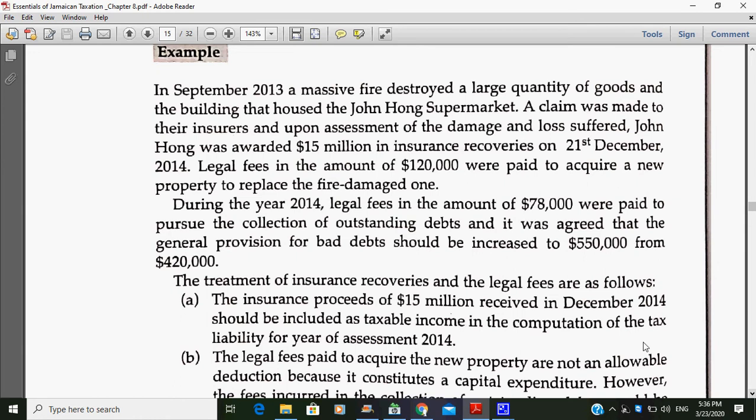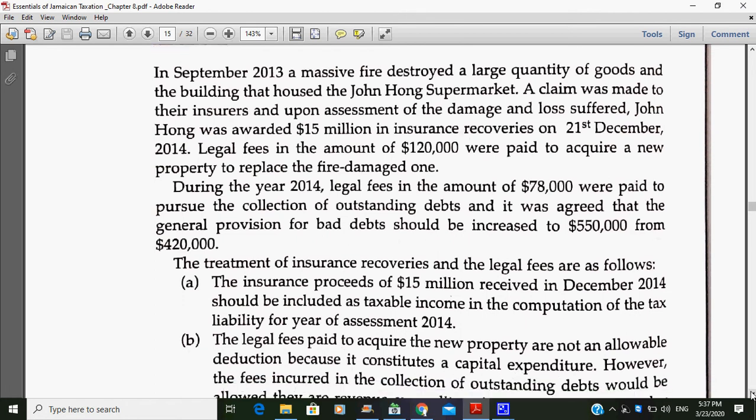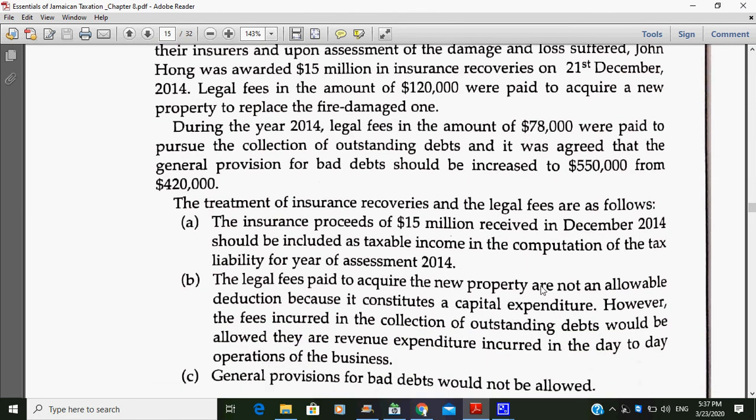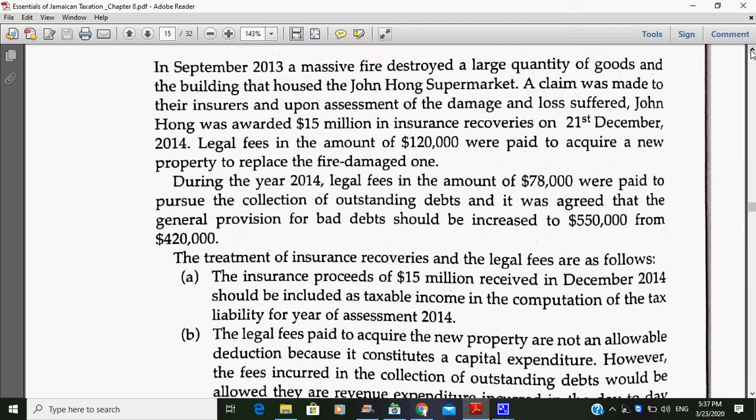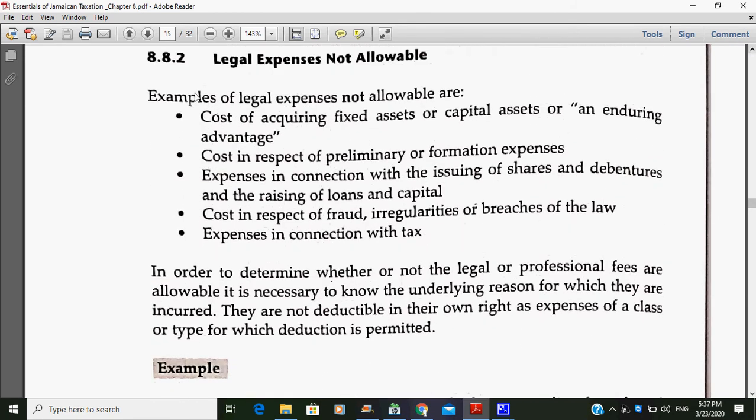Now, the insurance proceeds of 15 million received in December 2014 should be included as taxable income in the computation of the tax liability for the year of assessment 2014. The legal fees paid to acquire the new property are not an allowable deduction because it constitutes a capital expenditure. Remember this, because of acquiring a fixed asset or capital asset or an enduring advantage, that is not allowable, right?